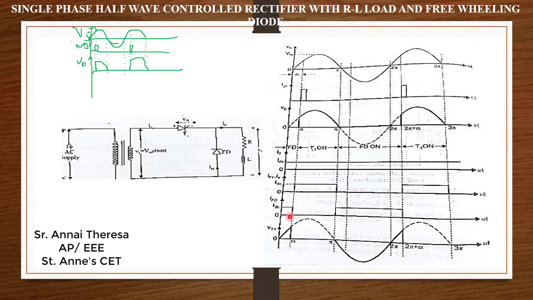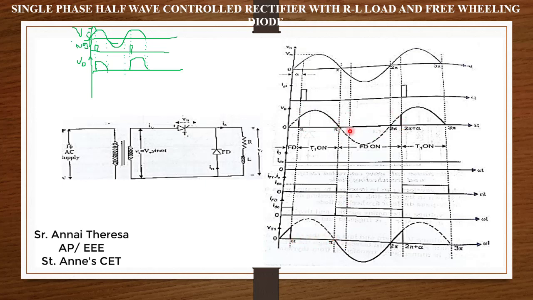Already I have told you, whenever there is no conduction of the thyristor, there will be a voltage drop across the thyristor, and the freewheeling diode conducts. In the same part you have to put the voltage drop. If there is no conduction of the SCR, there will be a voltage drop. That's all. Here there is no conduction, so put the voltage drop. Here there is conduction, so the voltage across the thyristor is 0.